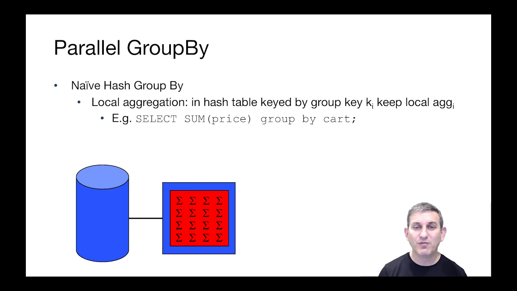So if we have select sum of price grouped by cart, then for each cart ID in our hash table, we'll keep the sum so far as we scan through the rows. Okay, and so that hash table of sums sits in memory. There's one sum for every grouping value, and that is the state of our aggregate on a local node.